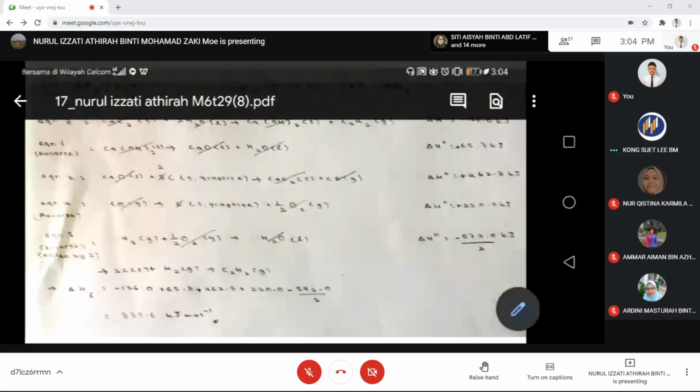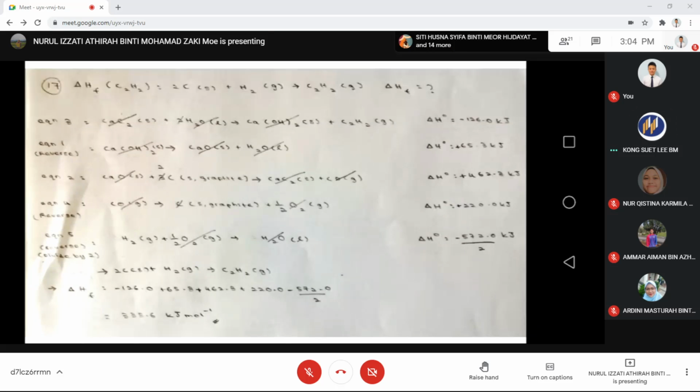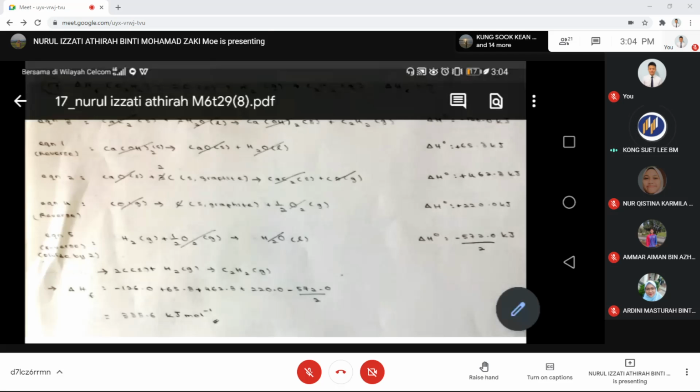For equation 5, we must reverse the equation and divide it by 2, since the oxygen gas in equation 4 is half of the oxygen gas. Okay, correct. So in order to get the half mole, we must divide equation 5 by 2. And then we will get the enthalpy equal to negative 572.0 divided by 2 kilojoule.